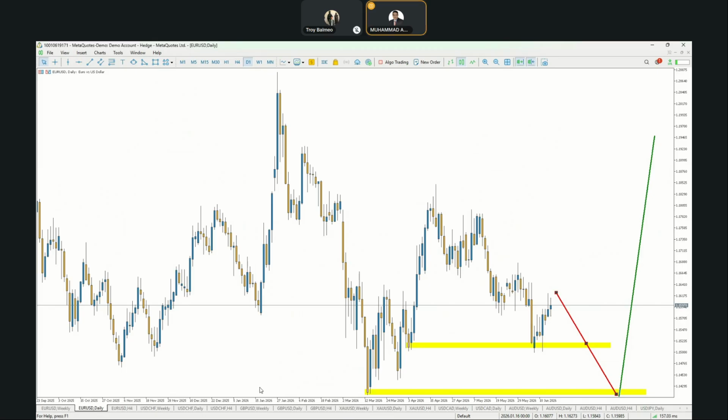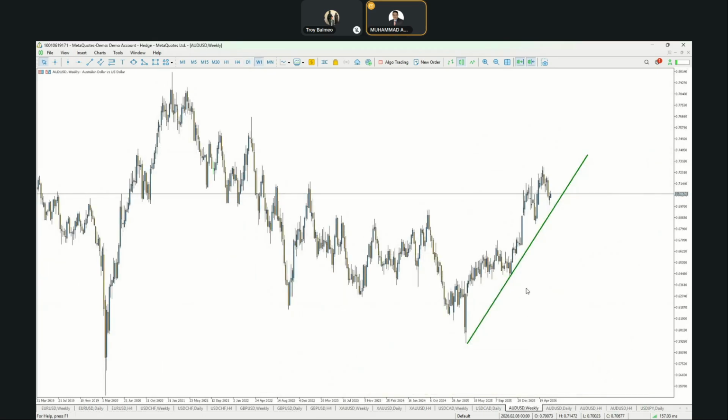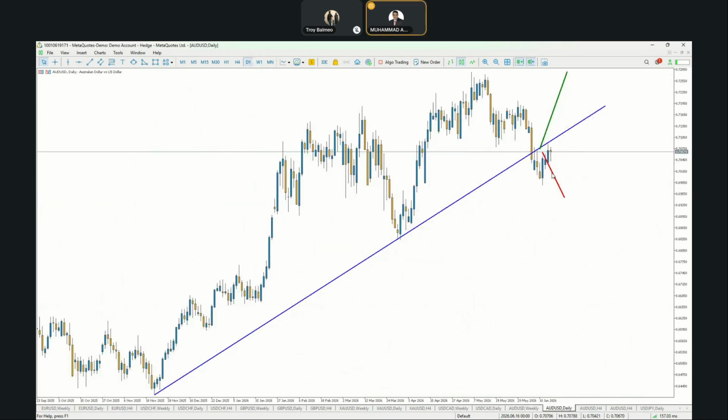Next one is the Australian dollar versus United States dollar currency pair, AUD USD currency pair. The trend is up in a weekly time frame. In daily time frame, we got this breakdown. So this is kind of a retest over here. And the way I see market is going to continue the decline in AUD USD currency pair.